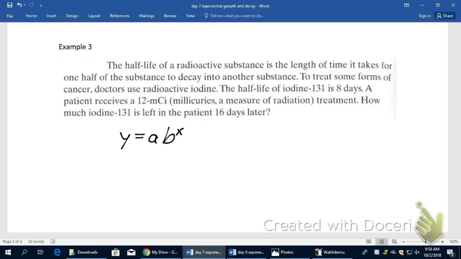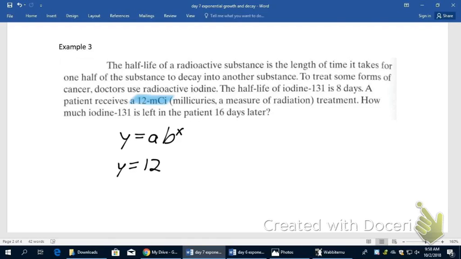Alright, this is a half-life problem, so the substance we're dealing with here is iodine 131. Every 8 days, half of it changes into something else, half of it remains. So half of it's gone every 8 days is how this works. Now, this is going to be our first exponential decay problem. So here's how it works.